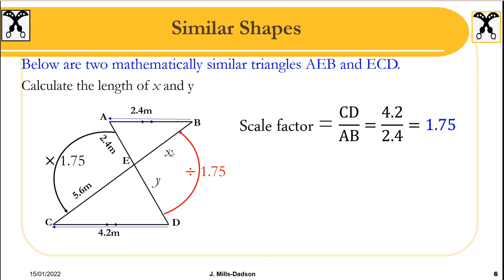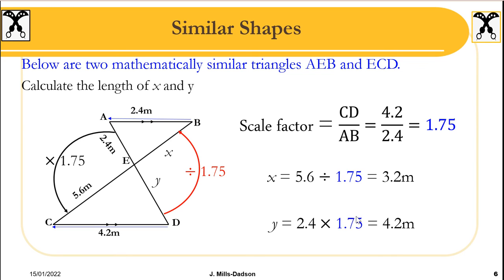So let's start with X. X is on a smaller shape, so the corresponding side 5.6, we need to divide by scale factor 1.75. So that's 3.2. Y is on a bigger shape, corresponding side 2.4, we need to multiply it by the scale factor 1.75, that's 4.2. So this is another style of question that you may encounter in your exam.